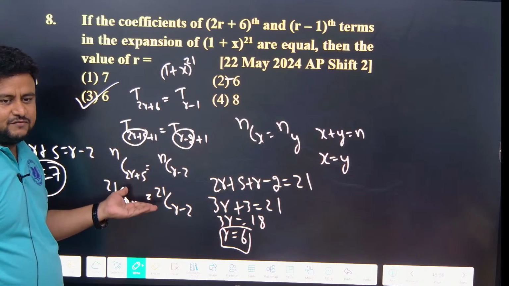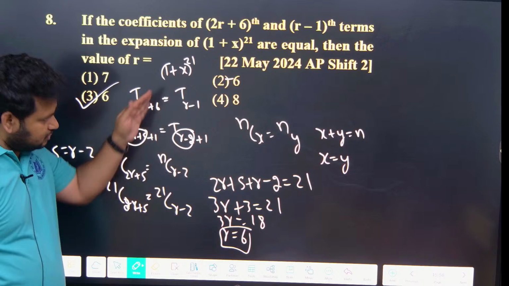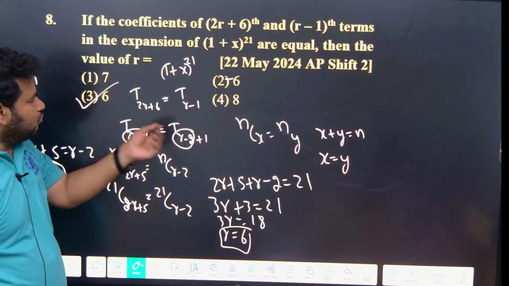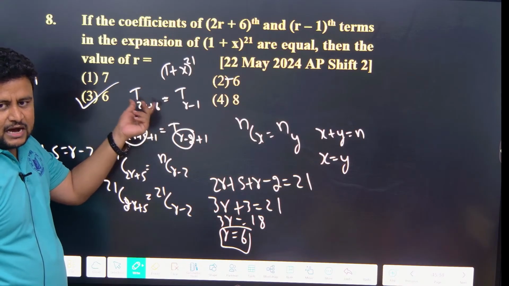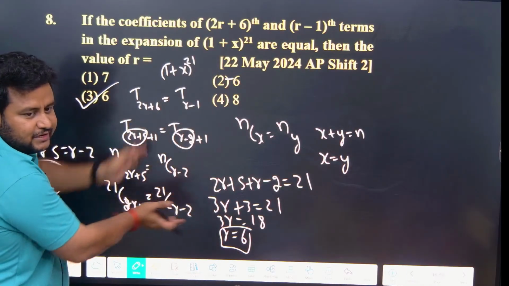This is just basics of permutation and combination. This question is heavily dependent on it. You can put this question under the concept of combination, but you only have to write Tr as Tr plus 1, and get the value of r. Apart from this, everything is based on the combination concept.